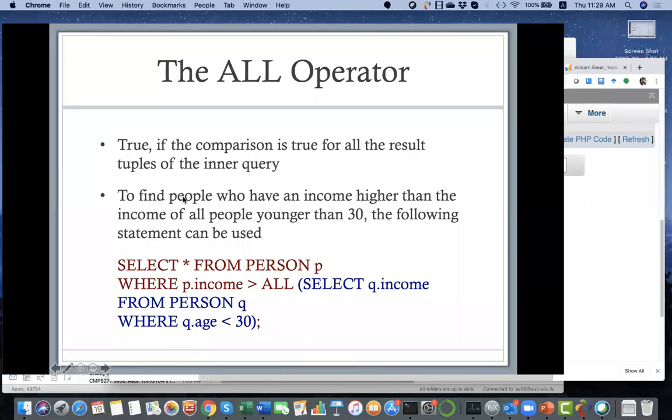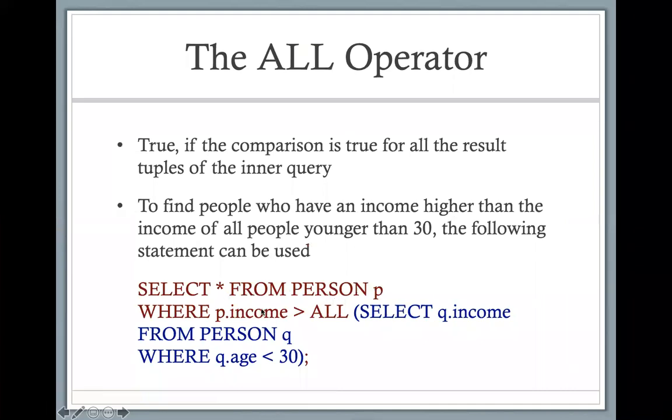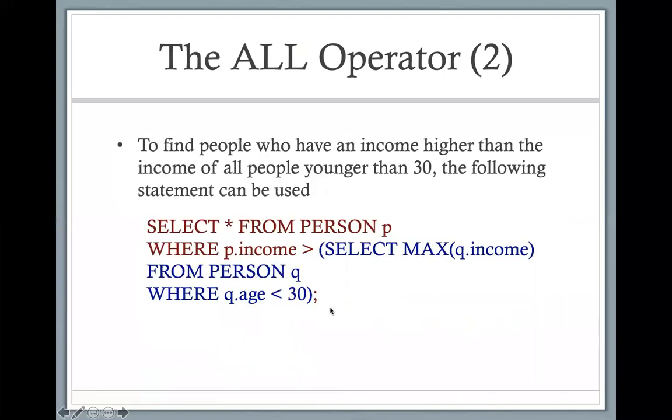So yes, I can do this, right? Income greater than all, or I can do as one of you suggested and say, okay, select asterisk, so I'm getting the name, age, and salary of the person whose income is greater than the maximum income of people whose age is less than 30. Hopefully this is clear now.